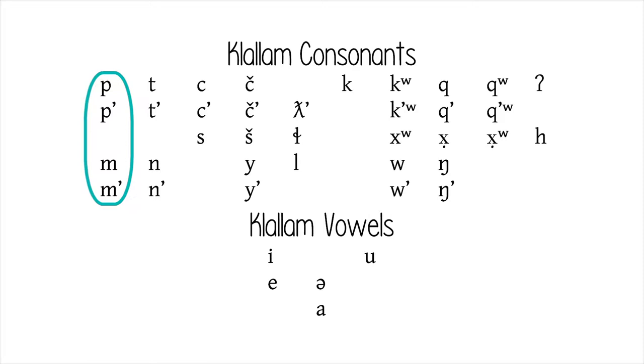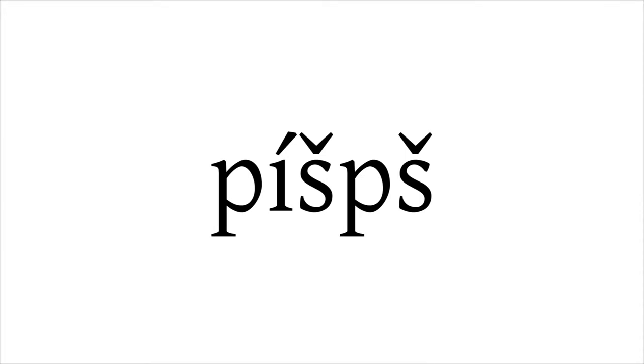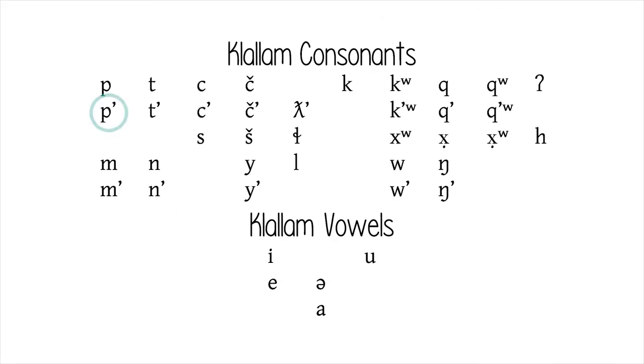P, ejected P, M, glottalized M. These four sounds are produced with the lips together. In Klallam, the letter P is the same as in the English word pop, and it's in the Klallam word cat. Pish psh. A P with an apostrophe is an ejective P.